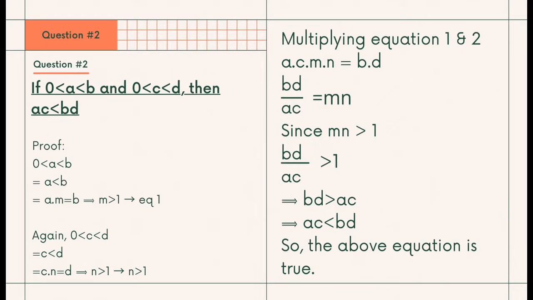And then we will get B times D > A times C. The last equation is A times C < B times D. So the above equation is true.